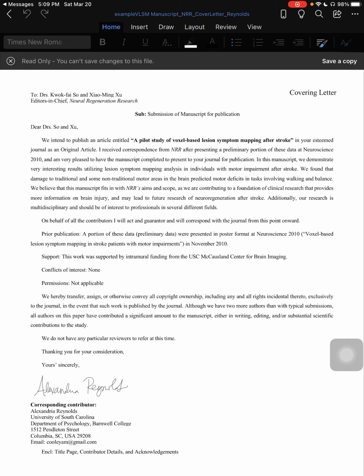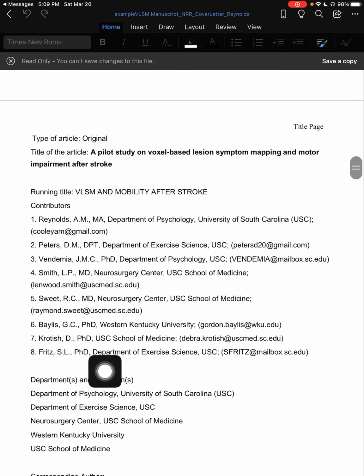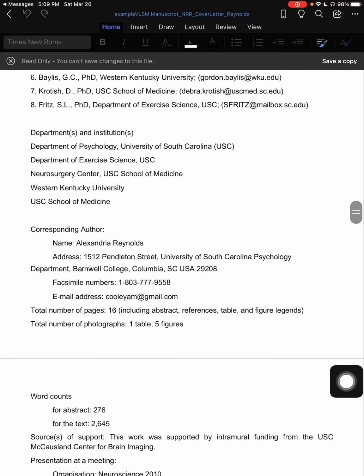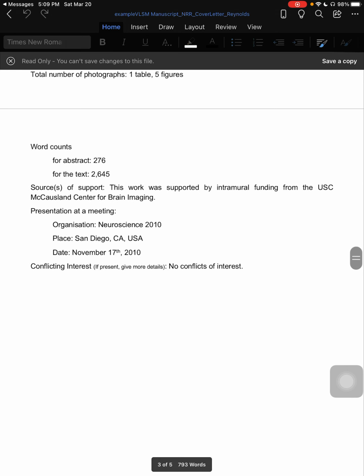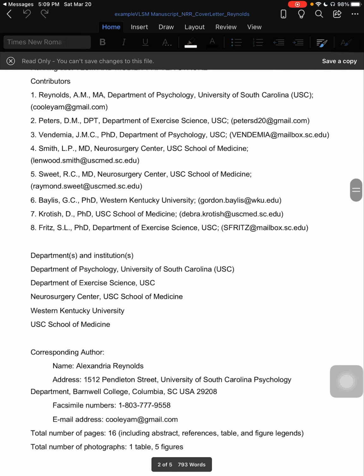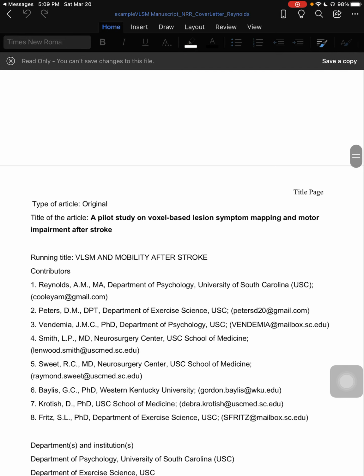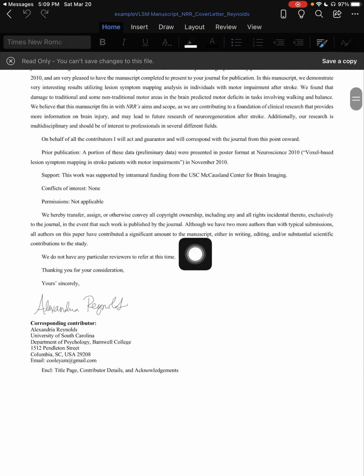Another thing that you see here is all the authors in order, the author names, as well as the corresponding institutions and departments that they belong in. And also, anywhere that the manuscript or the study has been presented, you would also see that information in here. And so this particular work was published or presented in a poster format at this conference, Neuroscience, in 2010.